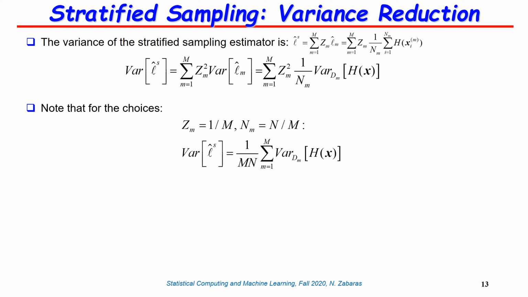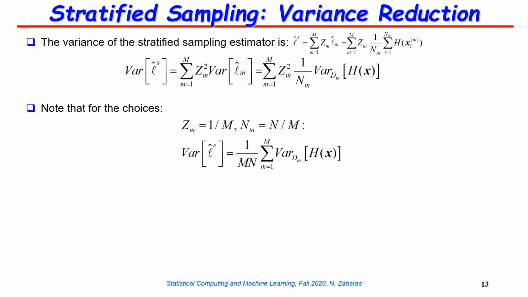Let me take ZM to be 1 over M, and let me take NM to be the same number of points in each subdomain, so NM is the total number of samples divided by M. You can see from this formula for the variance of my stratified sampling estimator, ZM squared will give me 1 over M squared, and this will be N over M. So effectively what I get here is 1 over M times N summation of the conditional variance of H of X in each subdomain DM.